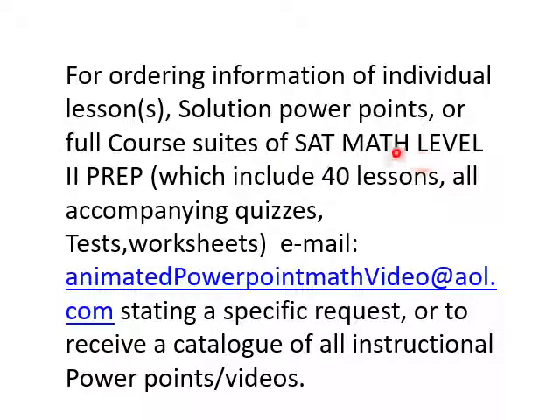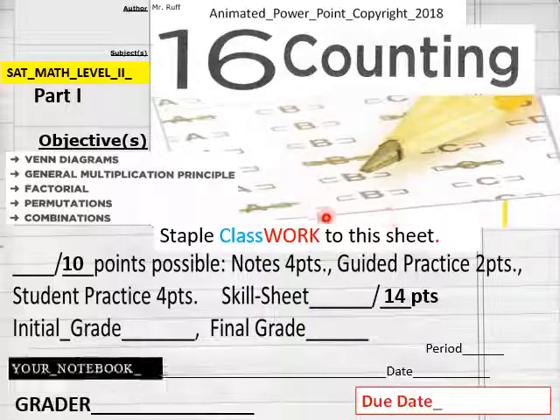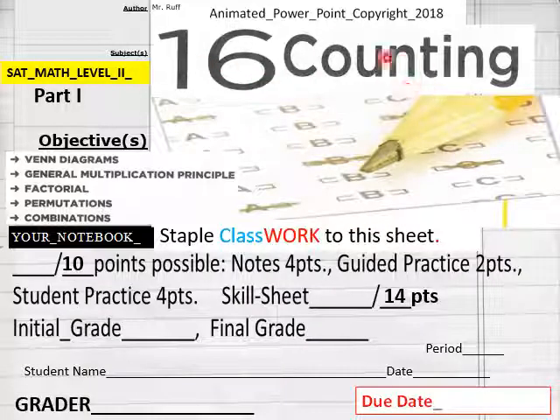Hello everybody, we're getting ready to do section 16, SAT Math Level 2 preparation. Section 16 is counting. You've got 10 points in your notebook guide, have that out. You've got 14 points for your classwork sheet, have that out. Student name, date, period, due date for online work, home.